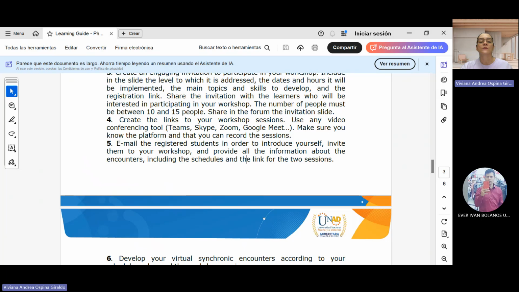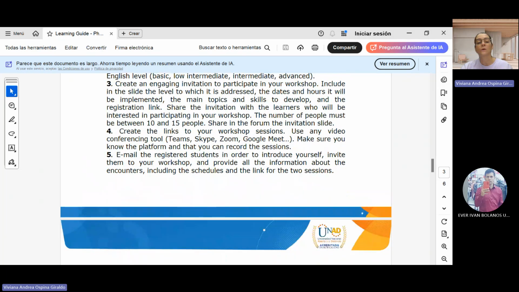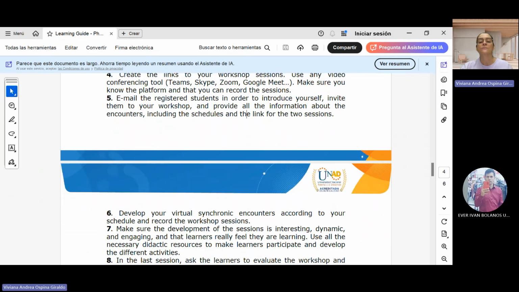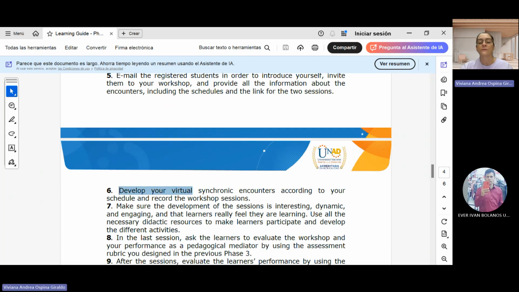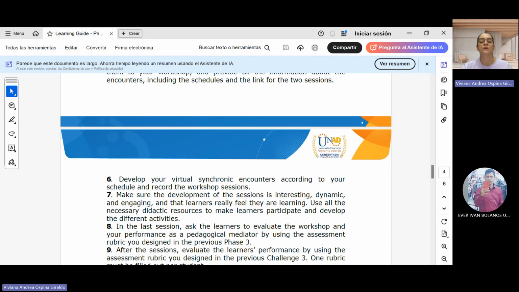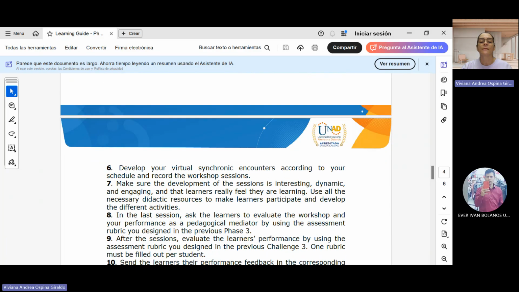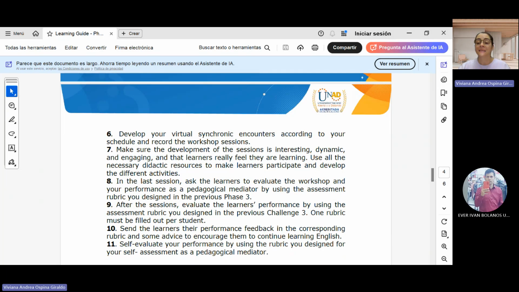Una vez ya haya hecho los pasos del 1 al 5 para empezar el workshop, I have to develop the virtual synchronic encounters and then make sure that the sessions are interesting, dynamic, that are engaging, make sure that they are learning, that they are interactive and that the students participate. In the last session, ask the learners to evaluate the workshop and your performance as a pedagogical mediator by using the assessment rubric you designed in the previous phase 3.